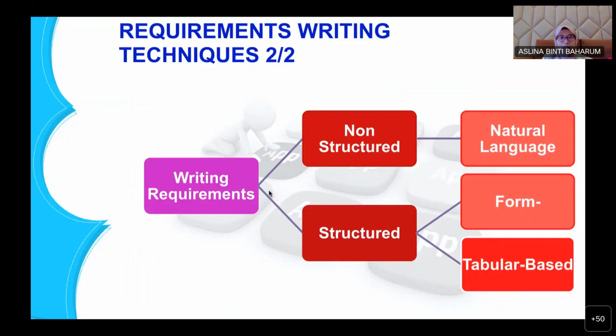And okay, writing techniques can actually be formed into two groups, either non-structured or structured. If non-structured, it means natural language. If structured, it is in form-based or tabular form. Tabular base is the table form. So every technique has pros and cons.